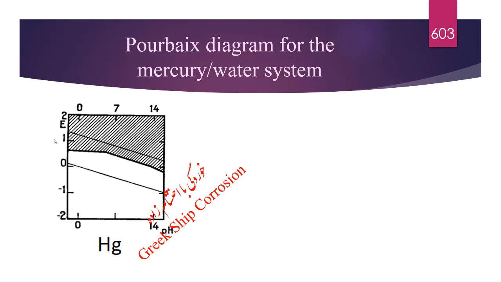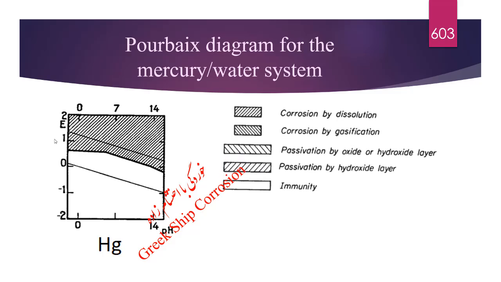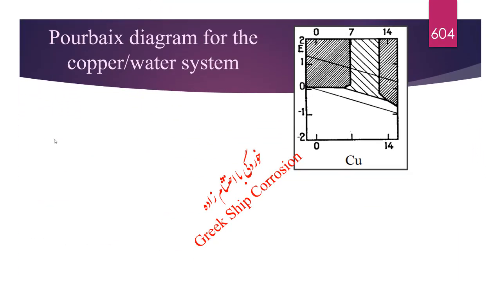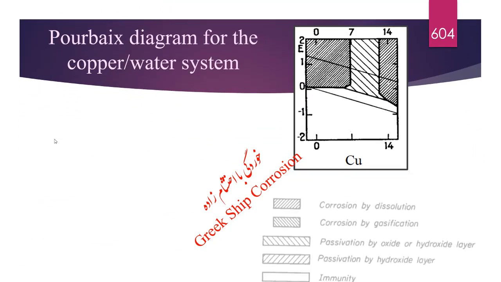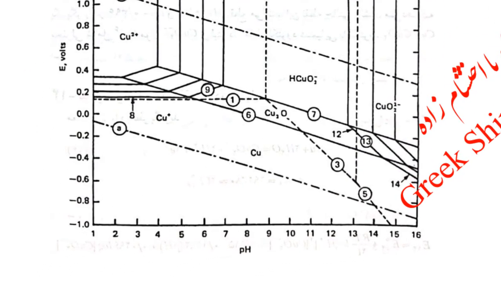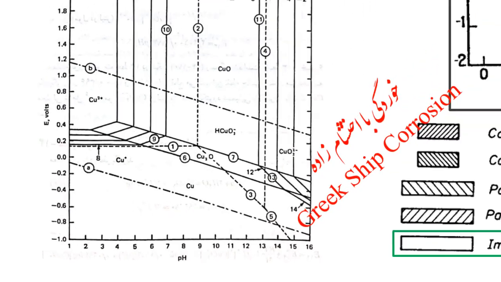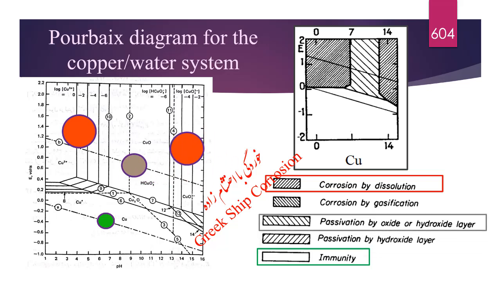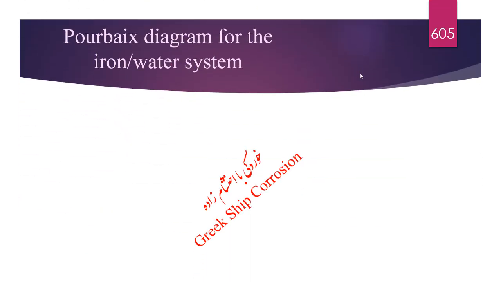Pourbaix diagram for the mercury-water system. The distinguishing features of this diagram are the wide immunity zone and the absence of a passive zone. Pourbaix diagram for the copper-water system. A more detailed diagram is also shown in this figure. Immunity zone, corrosion by dissolution, passivation by oxide or hydroxide layer.